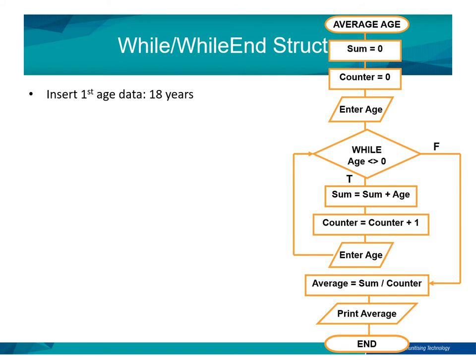We have a diagram of the flowchart here for the average age. We're going to see that on the first data, the input is 18. So we have a summation equal to 0, the counter equal to 0, and then we enter the age, which is 18. Then the condition checks whether the age is not equal to 0. 18 is not equal to 0 is true, so we do the summation. What is happening here is sum is equal to 0 plus age, the current age, which is 18. So we have a total sum for this statement, 0 plus 18 will be 18.